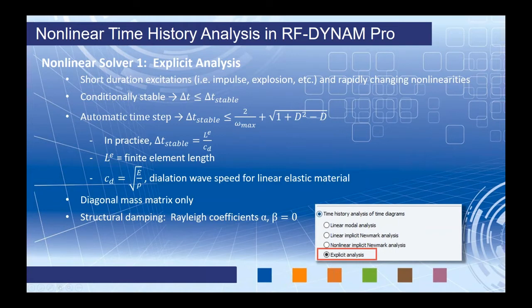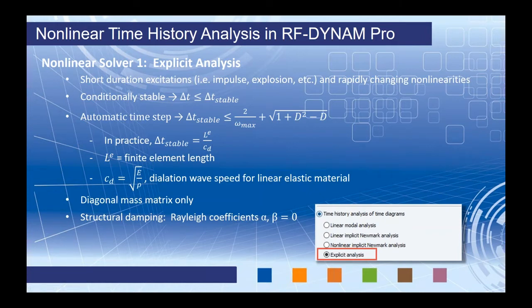Well, we don't. In practice, delta t stable will be utilized as this equation here, L_E over C_D, where L_E is our finite element length, C_D is the square root of Young's modulus over the density, or the dilation wave speed for linear elastic material. So this is how we estimate what delta t stable will be without the natural vibration analysis.